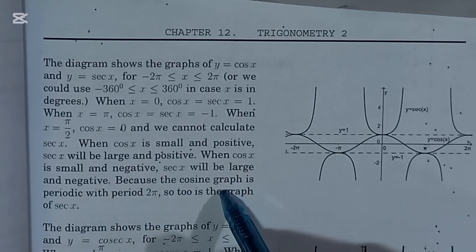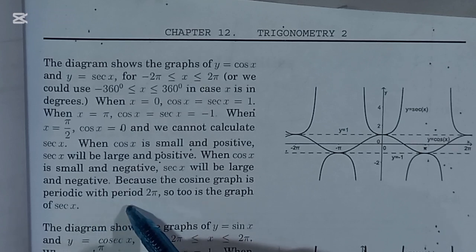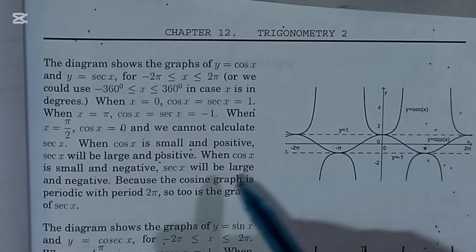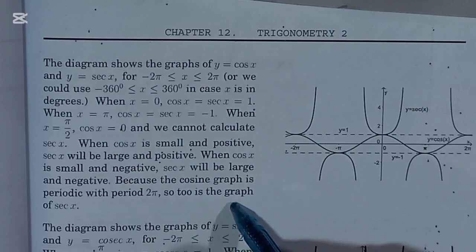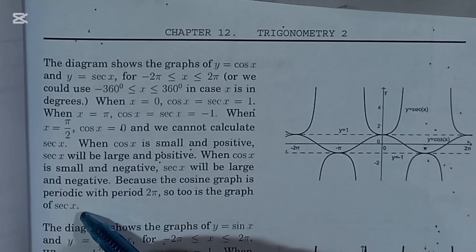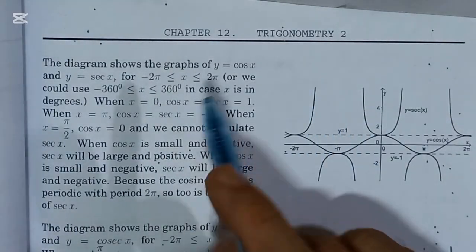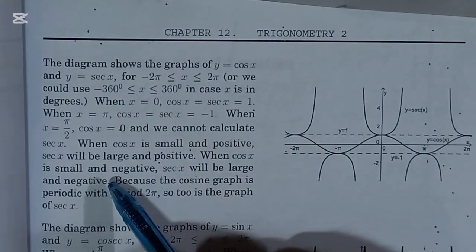Because the cosine graph is periodic with period 2 pi, the graph of secant x is also periodic. So this was the graph of cos x and secant x.